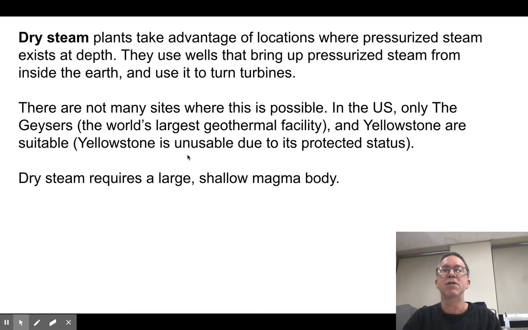So dry steam plants only work in a very few places where you have a magma body that's really close to the surface, and basically there's just pressurized steam that's down underground naturally. Groundwater gets in that magma body and it turns into steam, and you just have to drill a pipe down into it, and up comes steam constantly, and you just blow it over a turbine and you make electricity. And so there's just not a lot of places where you can do this.